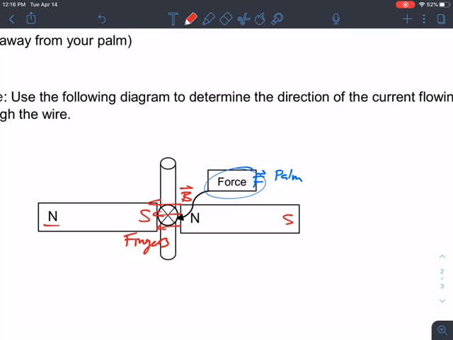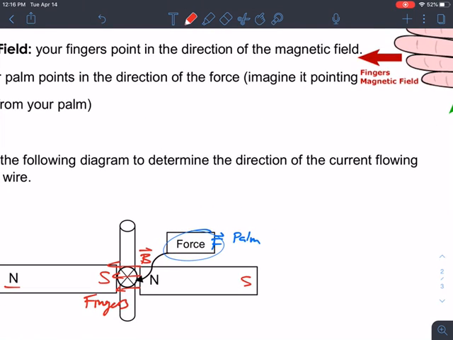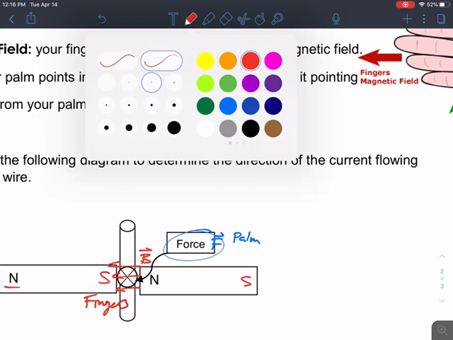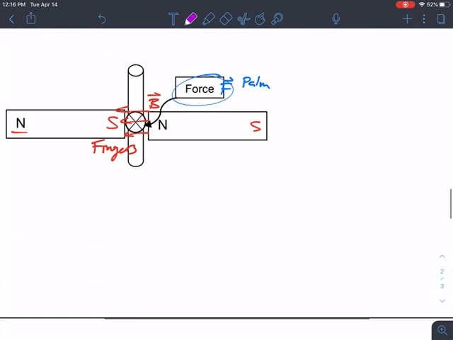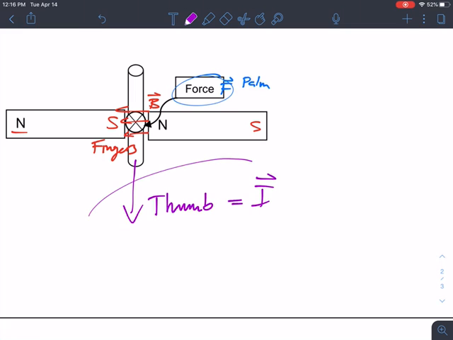Okay, and now we are looking for the direction of the current, so we're looking for what direction our thumb is going. Set up your hand so your palm is into the page, your fingers are to the left, and your thumb is left with no option but to point what direction? Down. Down is the answer, okay? Thumb, which is the current. So that's our answer.